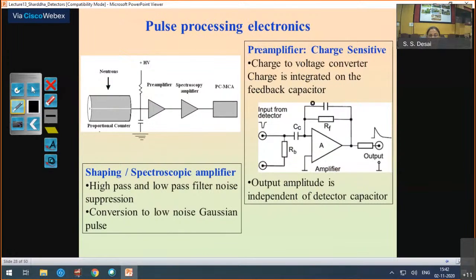So this is determined by the feedback loop, and further the same pulse, which has a finite rise time and fall time, is passed through a high pass and low pass filter for noise suppression and converting it into a Gaussian pulse. So this is how a neutron pulse is electronically processed in the external circuitry of the preamplifier and amplifier chain.